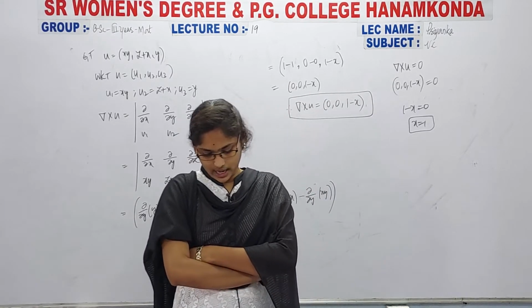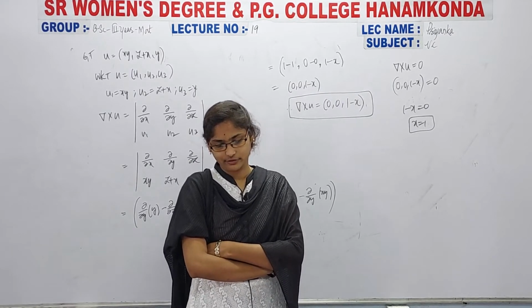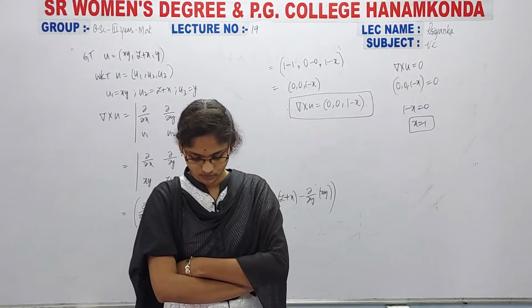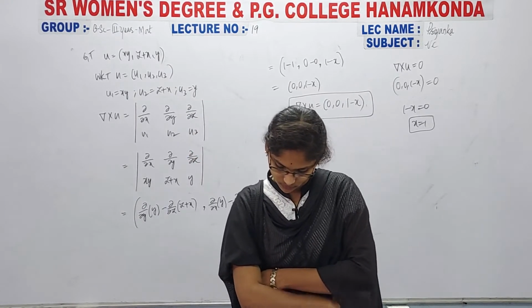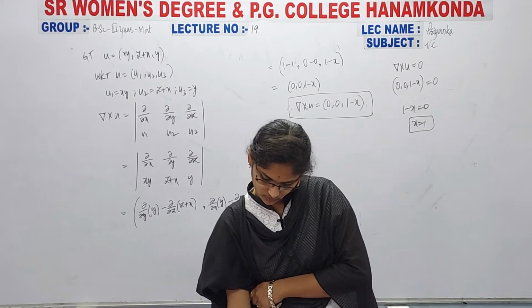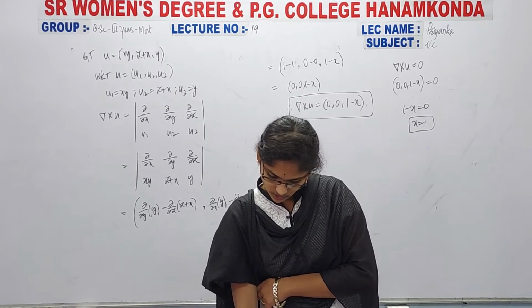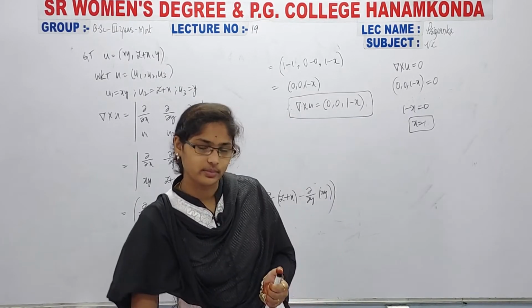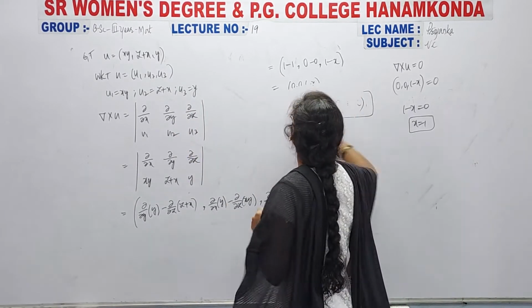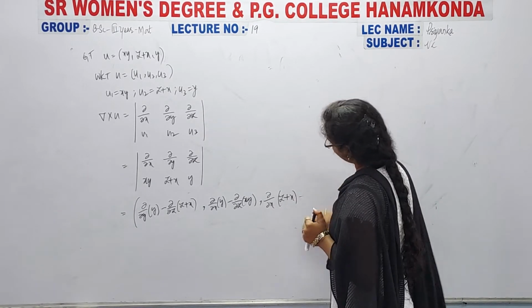Now write down. Let us consider three simple vector fields. Simple vector fields, as write down.